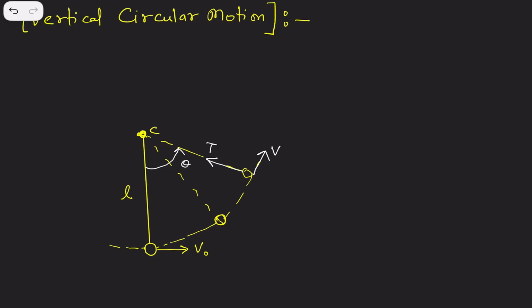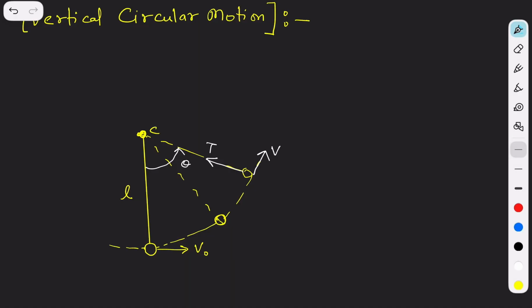Now our concern is what would be the velocity. If I want to apply the work-energy theorem, the work done by the tension force on the particle will always be zero, because the force and the displacement are always perpendicular. So the tension work at every instant will be zero. So the work done will be only by mg.